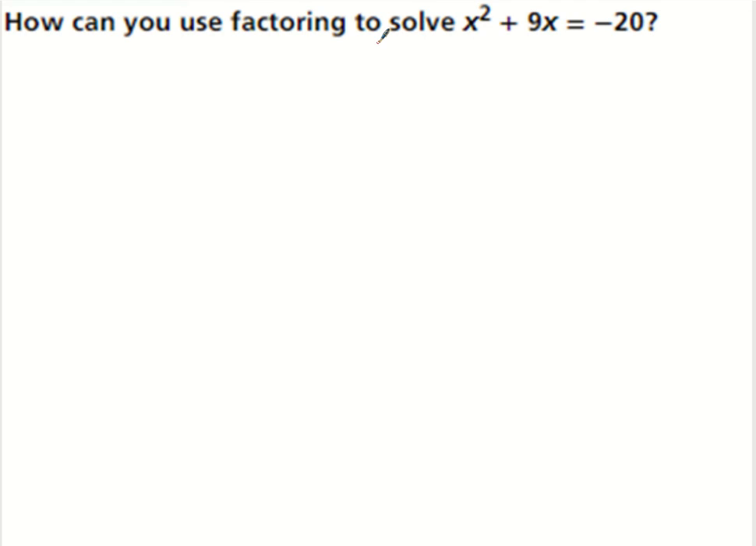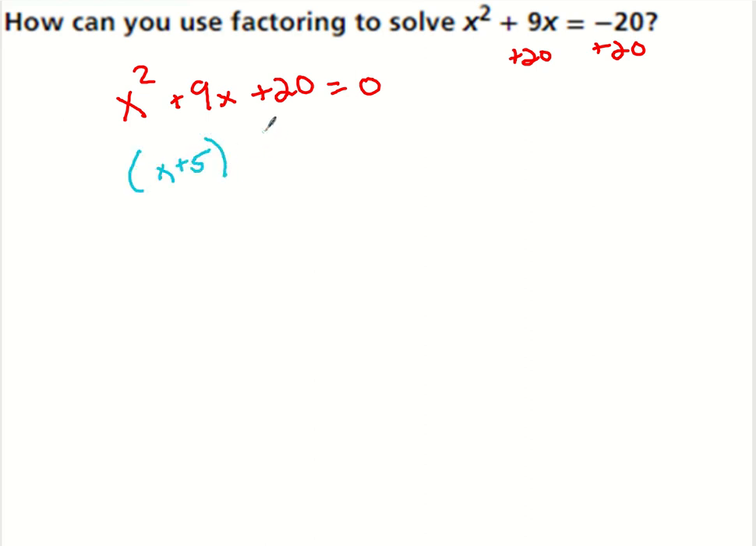So what I can do is, one, I have to write this in standard form, so I have to move the -20 over by adding 20 to both sides. So I get x squared plus 9x plus 20 equals 0. Now it's in standard form, so I can factor this. I'm looking for factors of 20 that add up to 9. Well, that's x plus 5 and x plus 4. I didn't have to do slide and divide because there's no a term here.